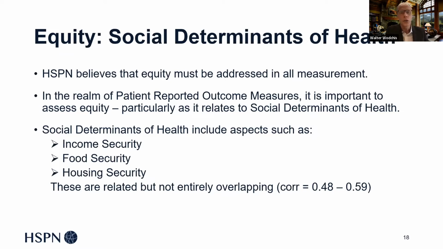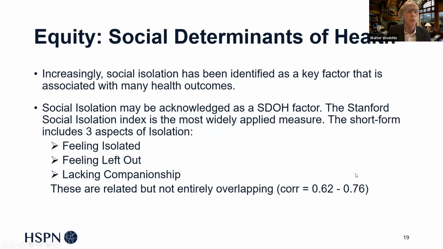There are other social determinants of health, though. And on the next slide, I have increasingly become aware of the role of social isolation as a key factor that's associated with many health outcomes. And there was a tweet out of the Metropolitan University on the weekend that they have a new report out on social isolation and its role. So I encourage people to go look for that report.